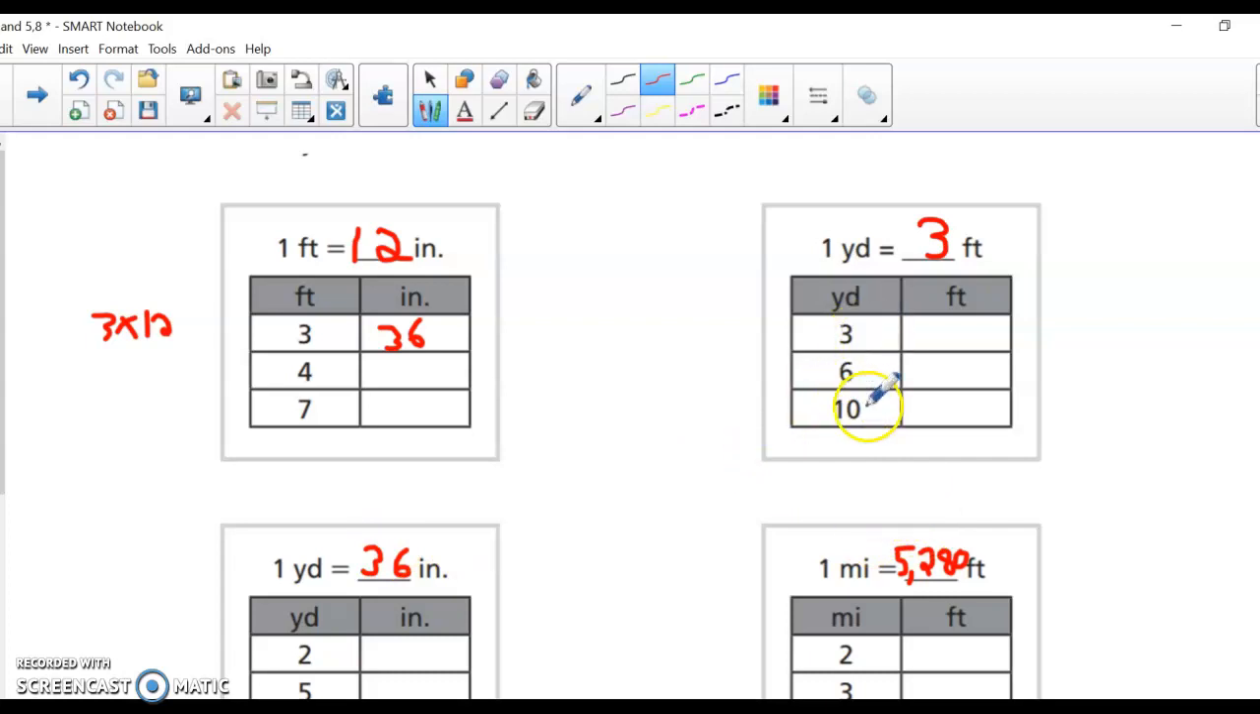So if we have 10 yards, and each yard is 3 feet, this would just be 10 times 3. And so 10 times 3 is going to get you 30 feet. So what this table says is 10 yards is equal to 30 feet. So think of these as multiplication problems. Okay, so fill in the rest of these tables.